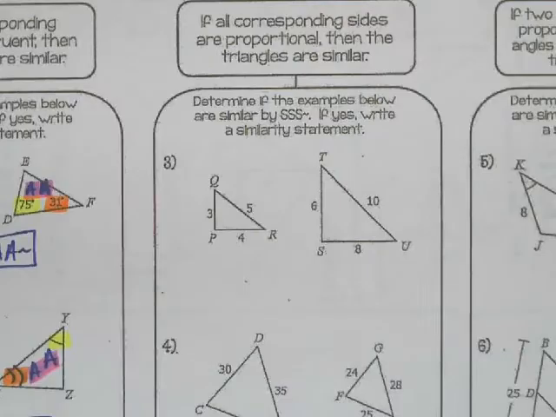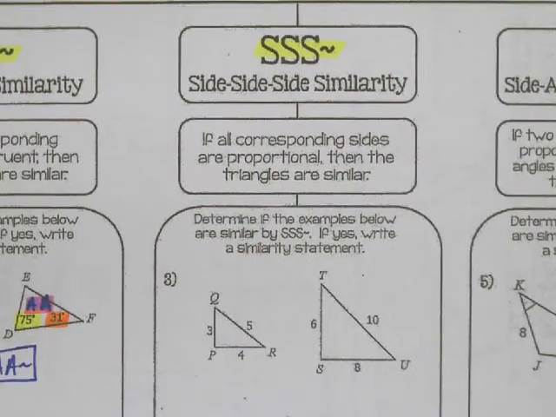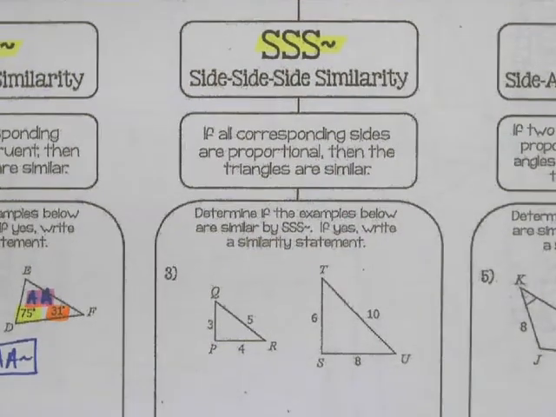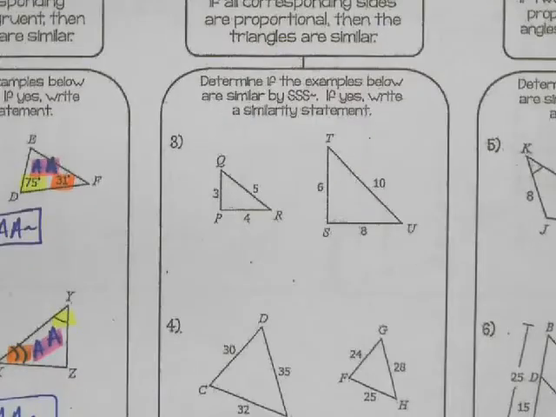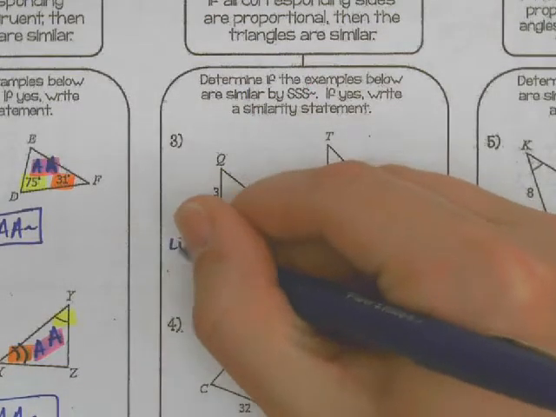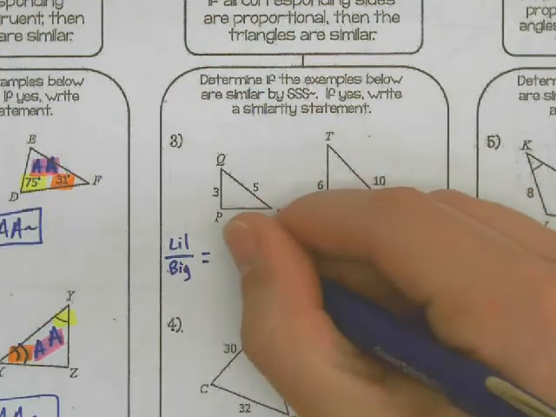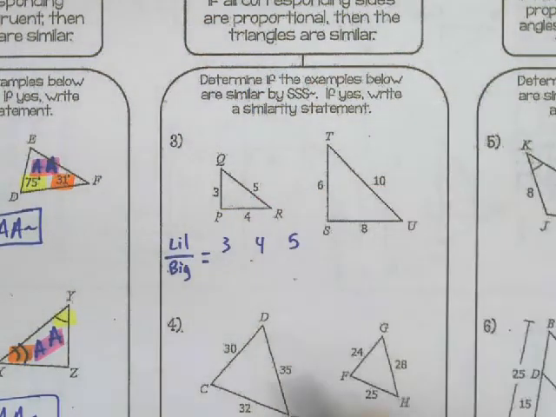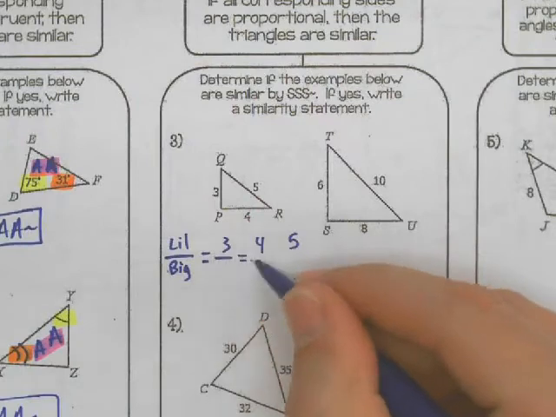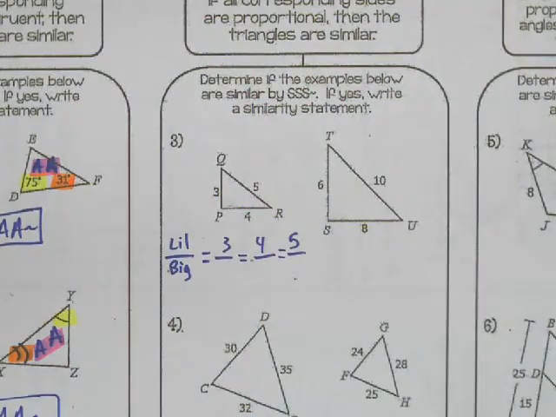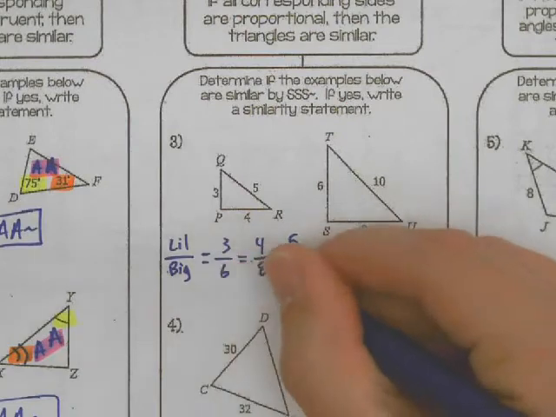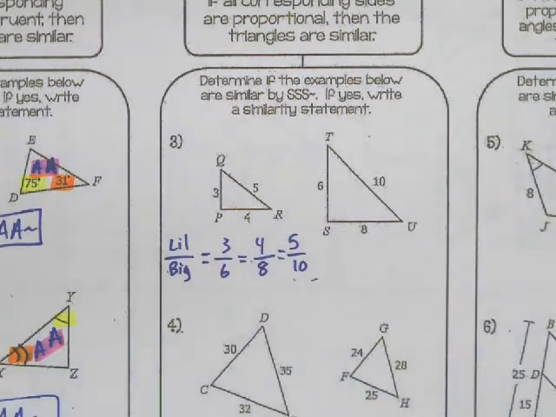The next kind of similarity is SSS, and this says that if all corresponding sides are proportional, then the triangles are similar. So, what I'm going to do for number 3 is make some little over big fractions. So the sides from the little triangle would be 3, 4, and 5. Notice I went least to greatest. And then the sides from the big triangle would be 6, 8, 10. Notice once again I went least to greatest.